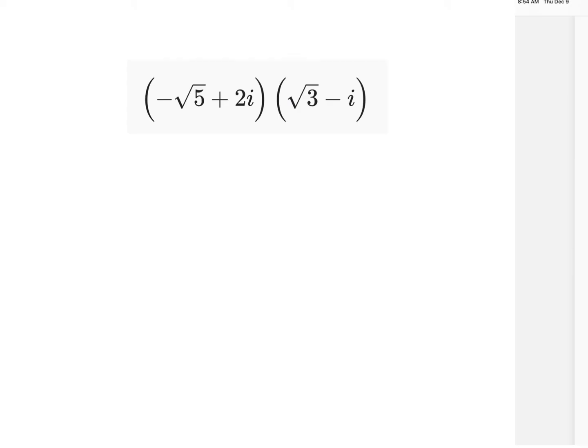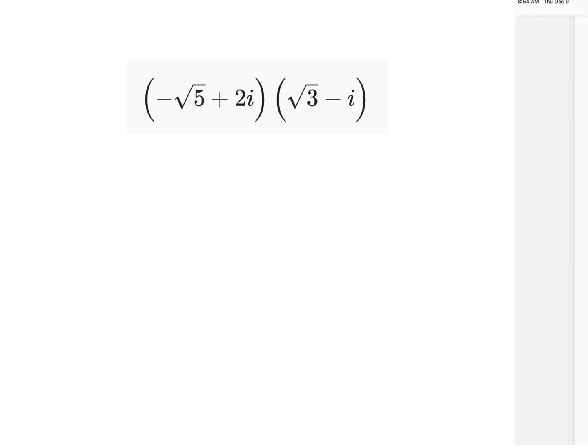So right here we're going to be pretty much applying distributive property, but of course we need to know how to multiply square roots and also how to multiply i's, imaginary values. And let's see how this works. It's pretty easy. Let's distribute one at a time, right?